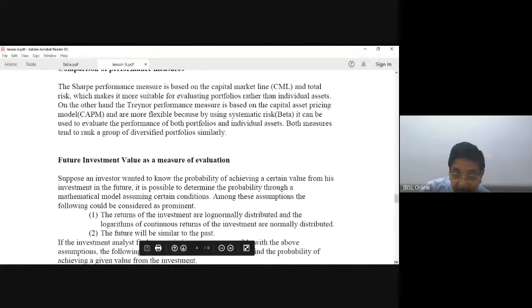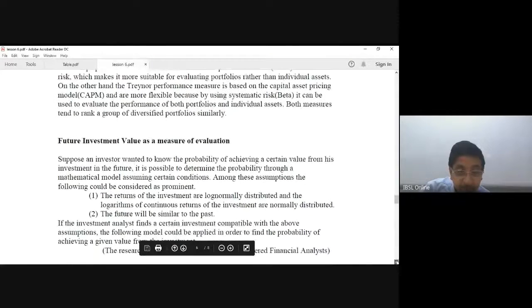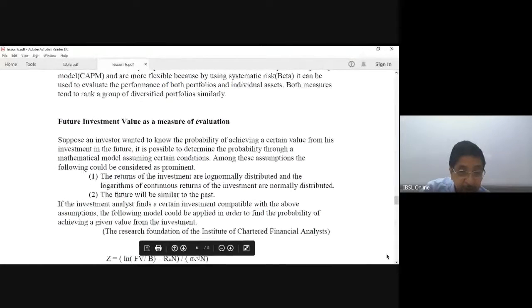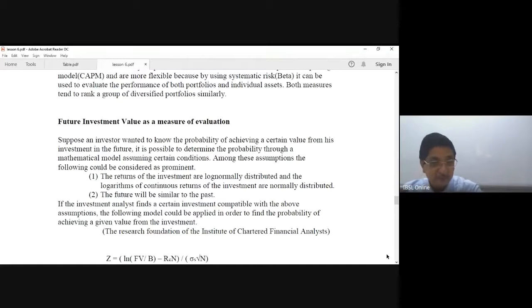And the other very important assumption is the future will be similar to the past. Now, that is the very important assumption here. Or in other words, if you have observed a certain trend in the past, that will continue. So that is the other assumption.